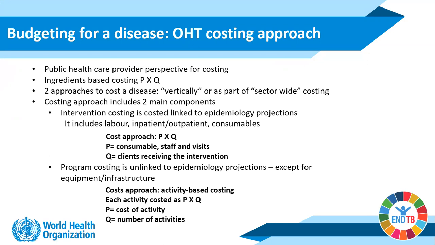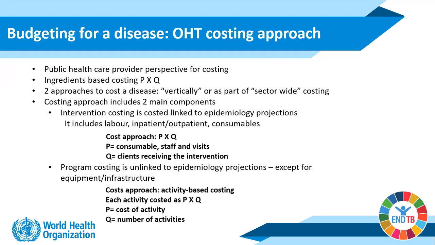There are two primary components of the costing approach. The first is intervention costing, or the direct service delivery costs. These are linked to epidemiological projections of the number of people needing services and includes labor, inpatient and outpatient visits, and consumables. Again, it's a P times Q, price times quantity, where the price includes consumables, labor, and visits, and Q is the number of services or number of clients receiving the intervention.